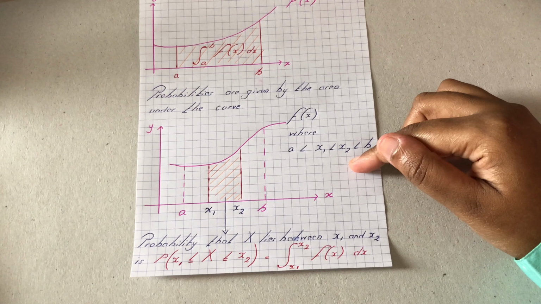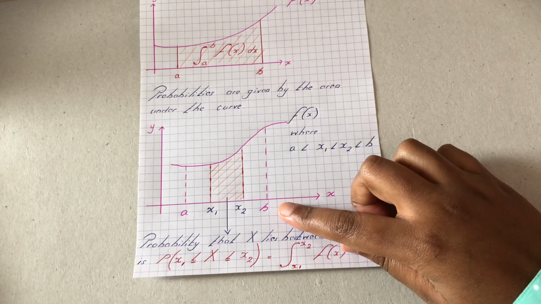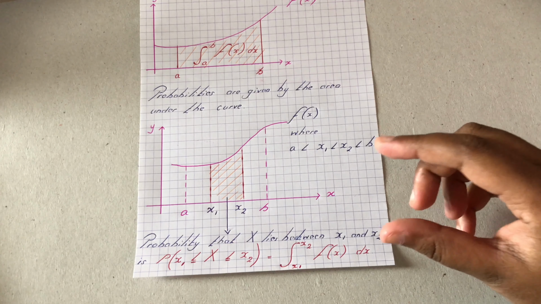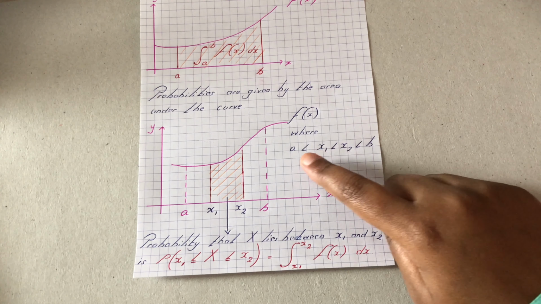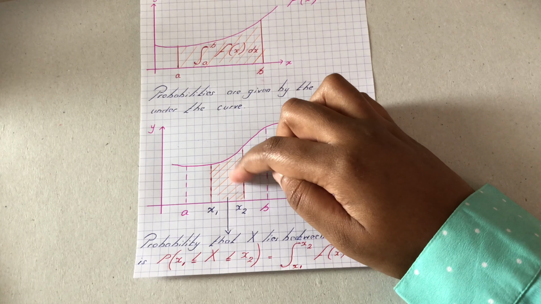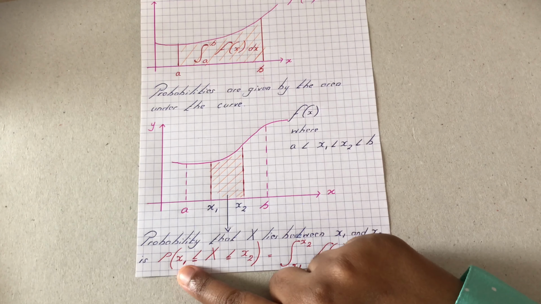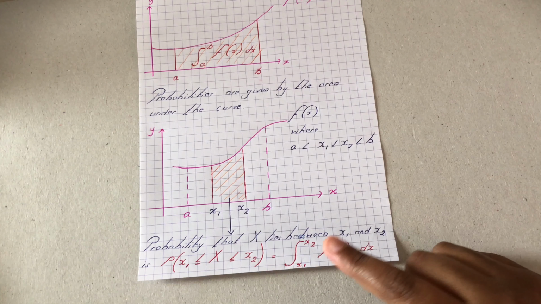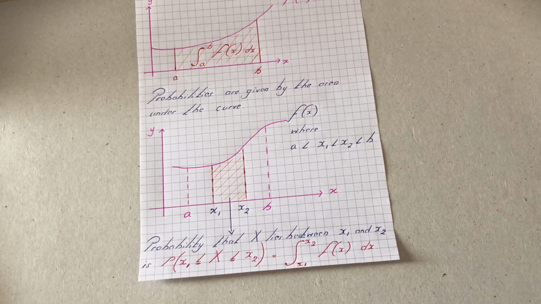The second diagram shows the function f of x valid from a to b, and here we need to find the probability that x lies from x1 to x2, where x1 and x2 lie between a and b. So we are simply finding the probability of this shaded area here. So to find the probability of x lying between x1 and x2, that is, to find the probability of the shaded part, we simply integrate from x1 to x2 the function f of x with respect to x.